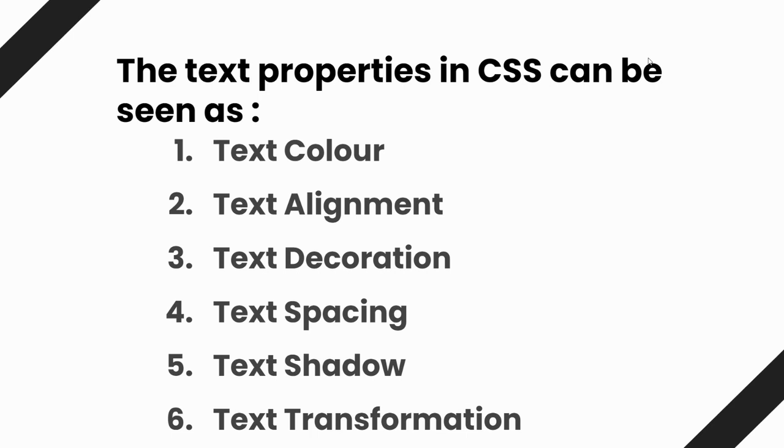Under this section, we can see that there are different text properties in CSS. The first property we have here is the text color. The next property we have is the text alignment, which is followed by the text decoration property, then the text spacing, the text shadow, and the text transformation.